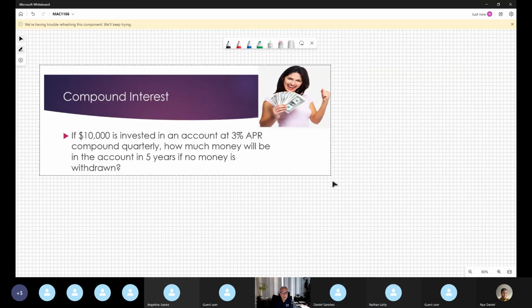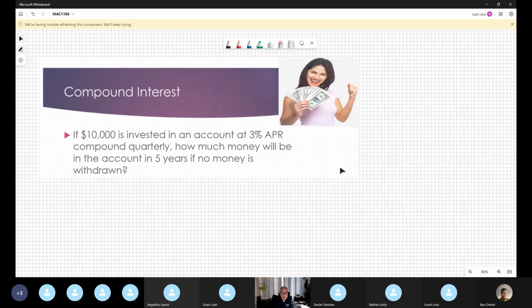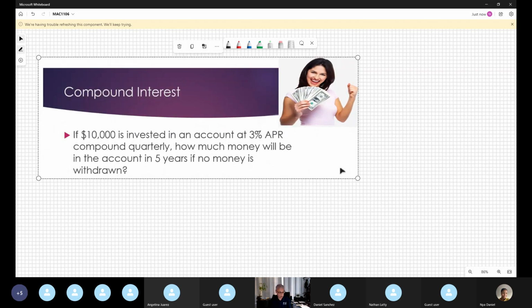Yes. Excellent. Let me read. Let me try to understand. Let me try to define who is P, who is A, who is R, who is M, who is T, and compute the thing they want. So if $10,000 is invested in an account at 3% APR, compounding quarterly, how much money will be in the account in 5 years if no money is withdrawn?